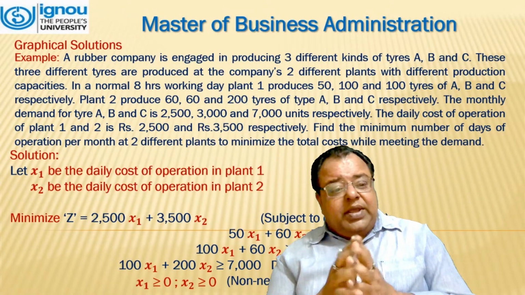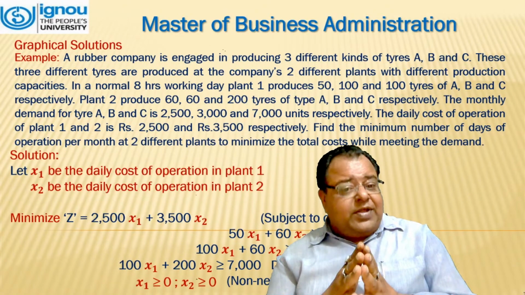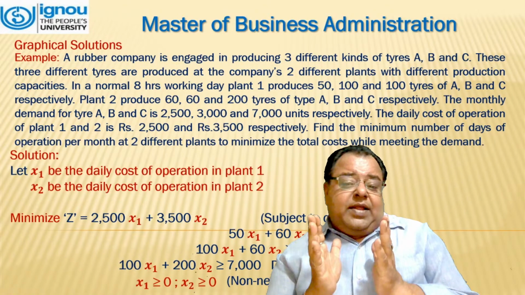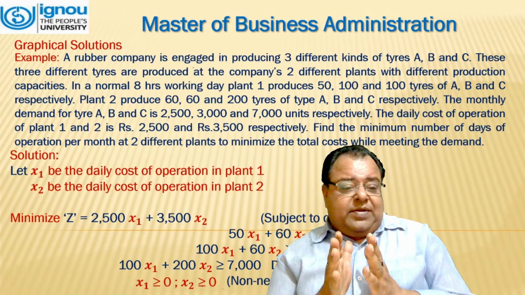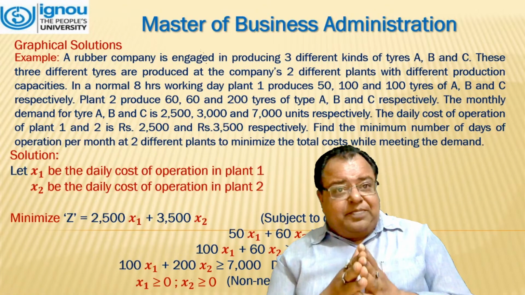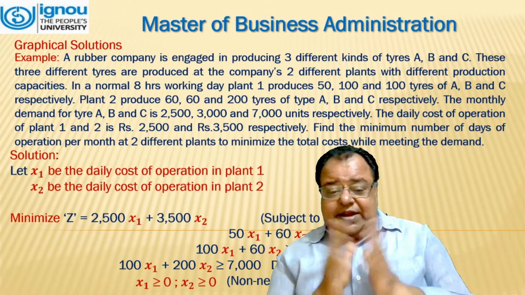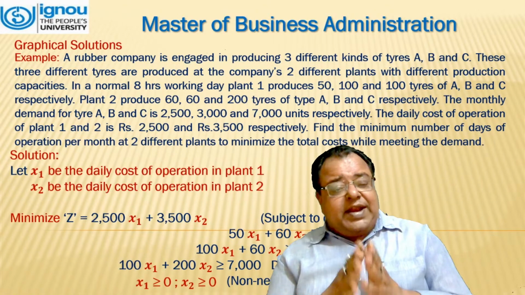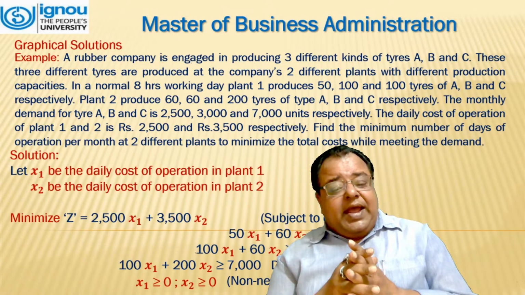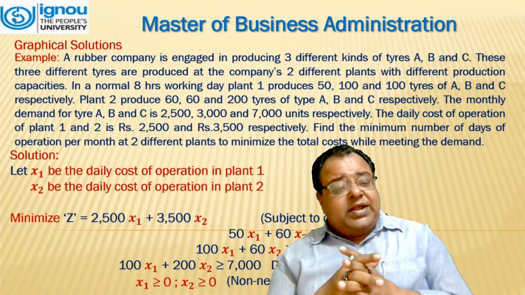And now, we are very well aware that production costs are never negative. So x1 and x2 both will be greater than equal to 0. And they are the non-negativity constraints.